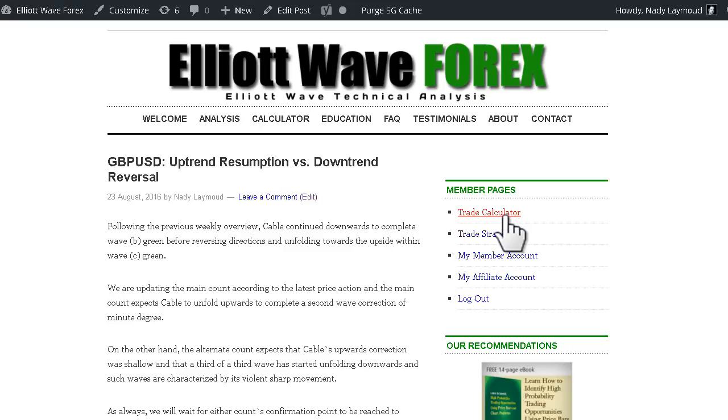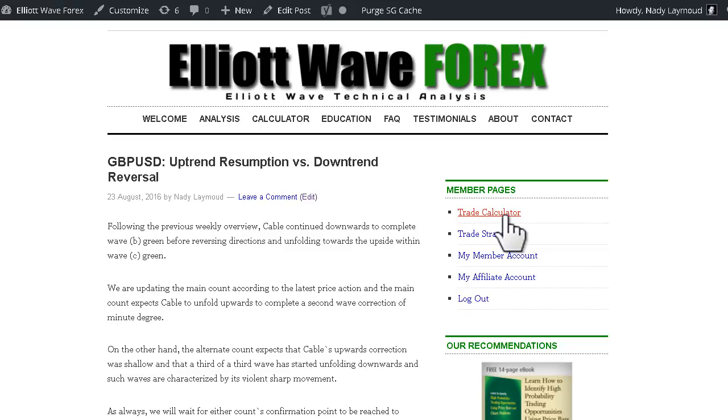Following the previous weekly overview, cable continued downwards to complete with B green before reversing directions and unfolding towards the upside within with C green. We are updating the main count according to the latest price action, and the main count expects cable to unfold upwards to complete a second wave correction of minute degree.